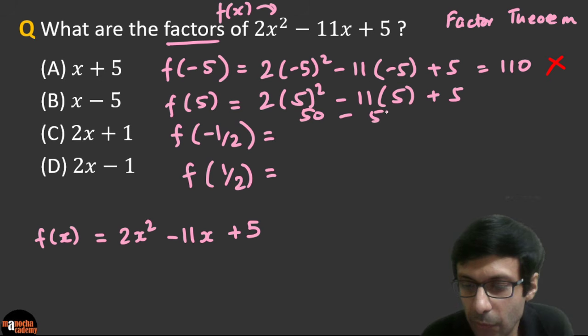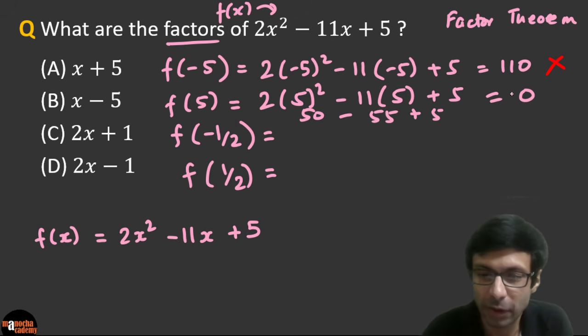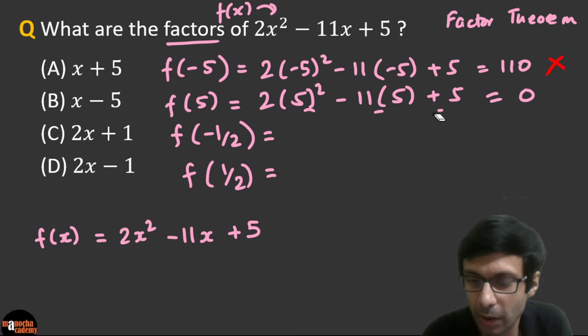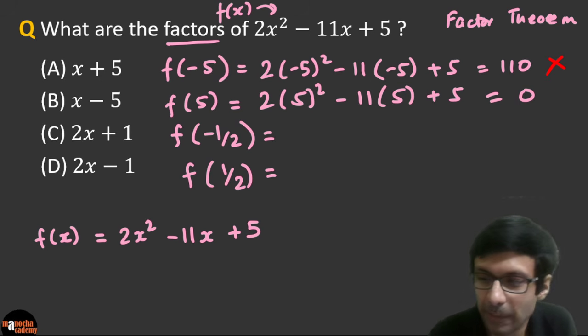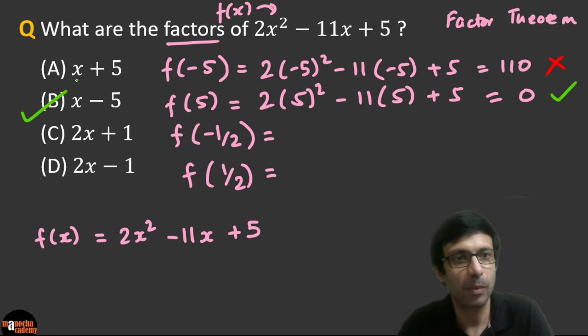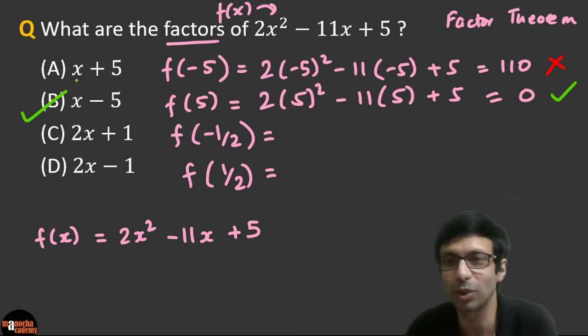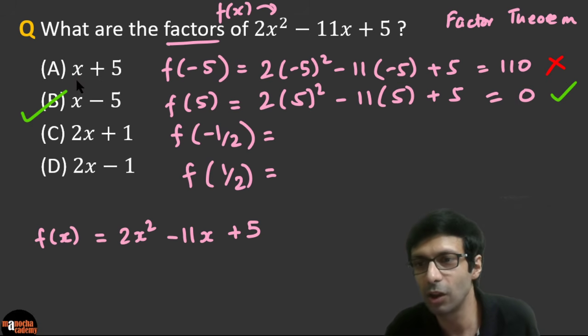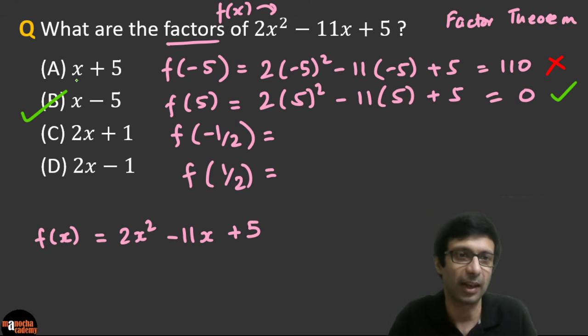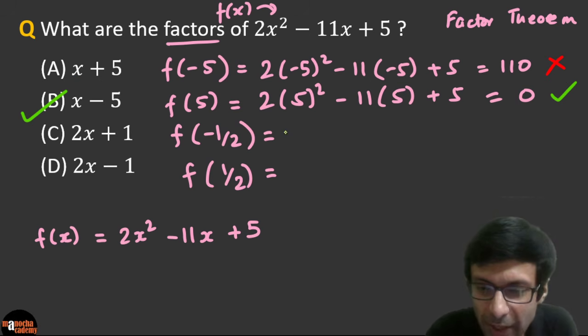50 minus 55 plus 5. Great, we got 0 here, right? So if you substitute 5 into the polynomial, you can do the working and find we are getting 0. So x minus 5 is a factor of the polynomial. And similarly, guys, you just need to substitute minus half and half into the polynomial. See, simple trick: without doing division or factorization, we are finding the answers. Come on, guys, try it. So what is the next one going to be?